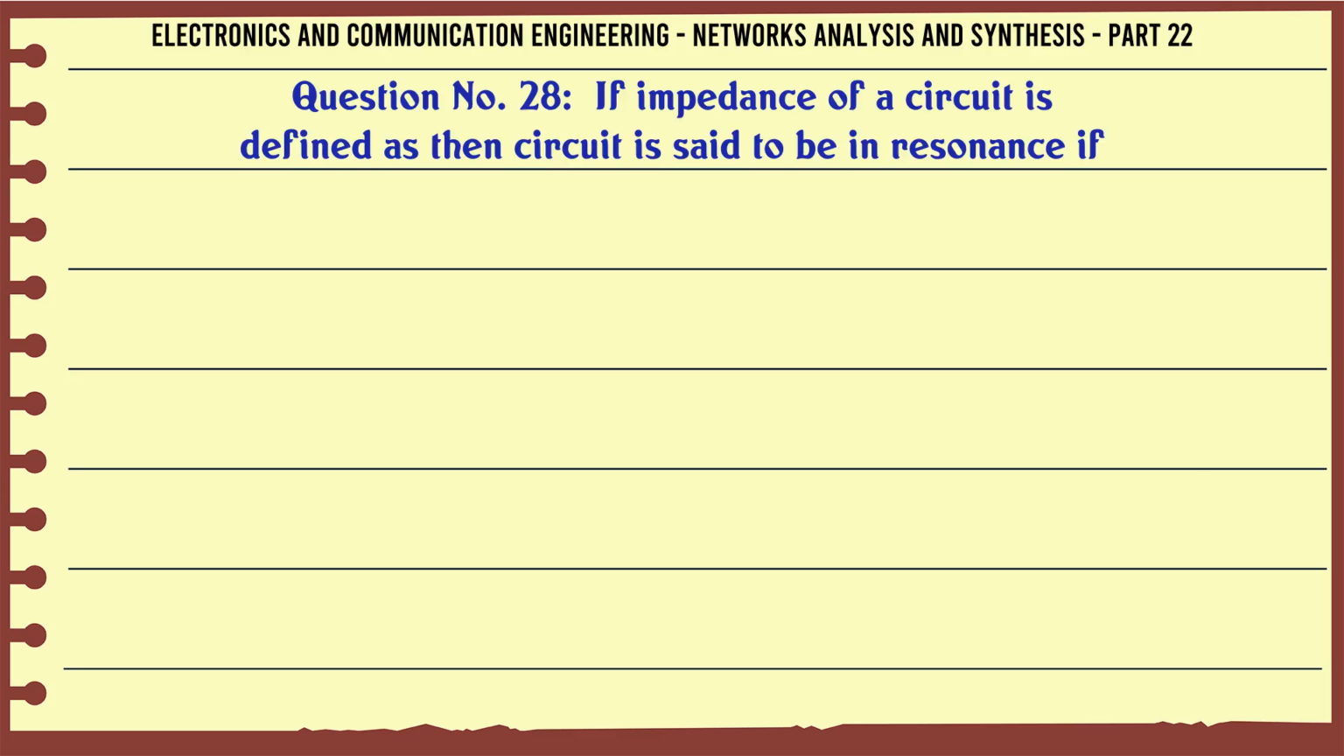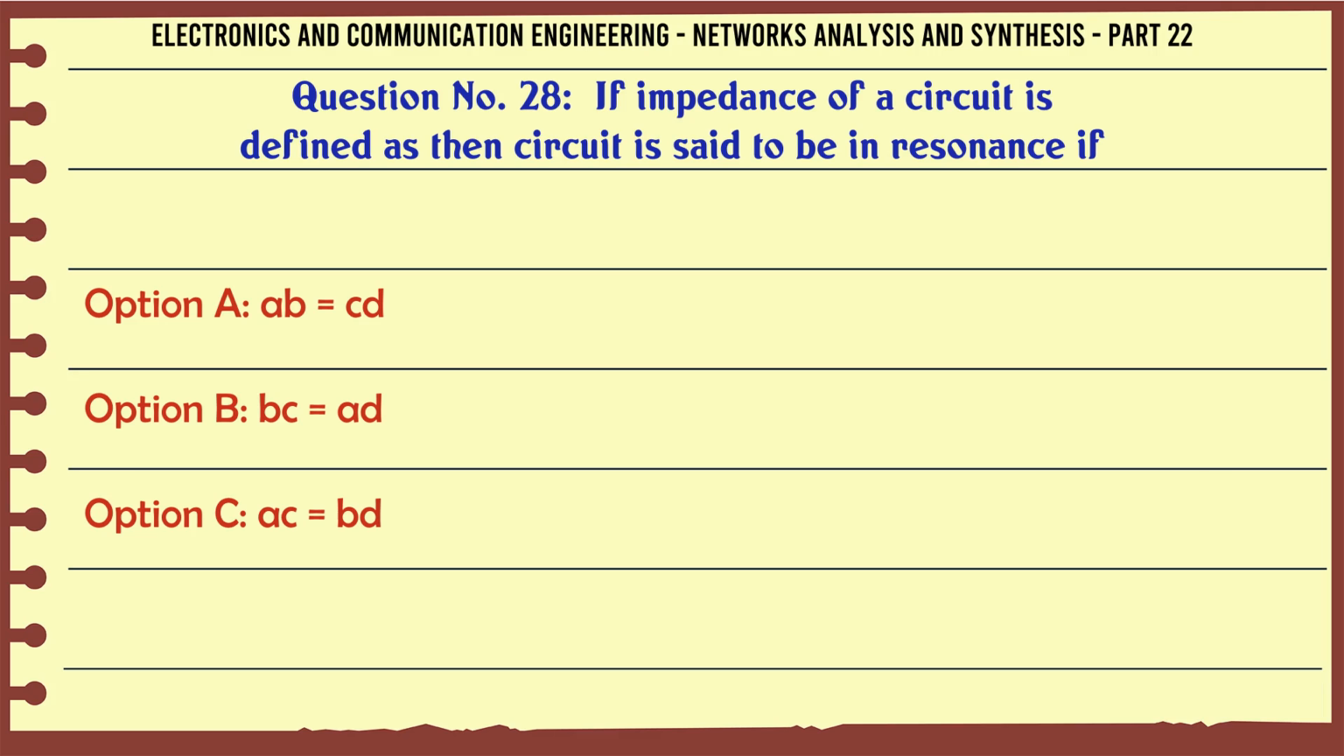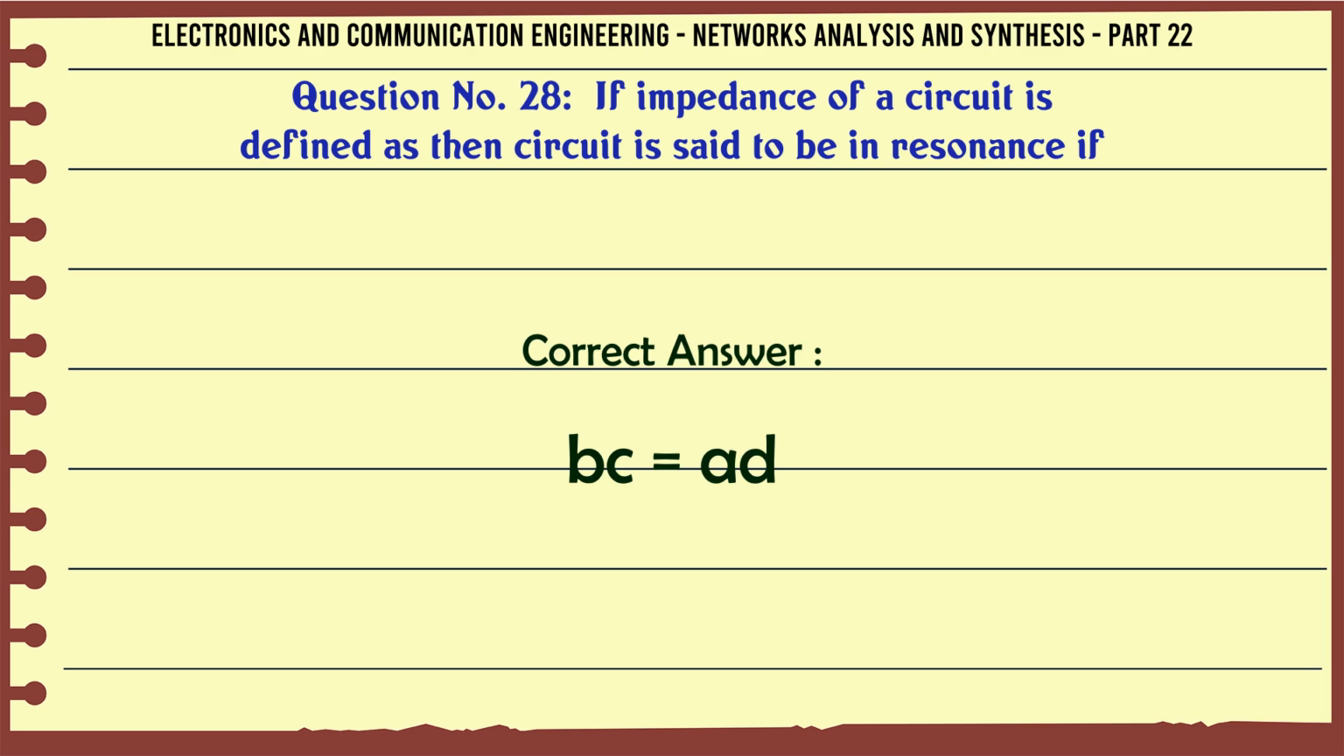If impedance of a circuit is defined as shown, then the circuit is said to be in resonance if A. ABCD, B. BC-AD, C. ACBD, D. none. The correct answer is BC-AD.